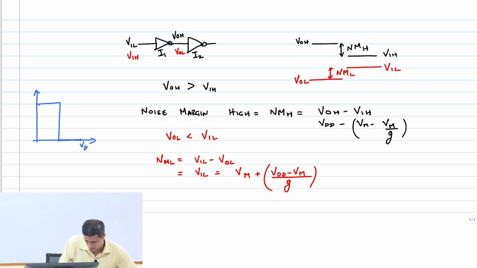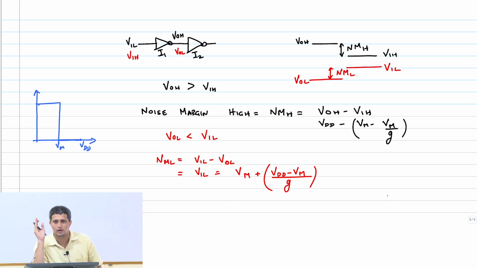This is VDD, VM. The noise margin on the high side is going to be VDD minus VM. On the low side, it's just going to be VM, as long as I have that much room. And that's exactly what we get when we substitute G equal to infinity. So the expressions we have got are in alignment with our intuition as well. Okay? Any questions here?